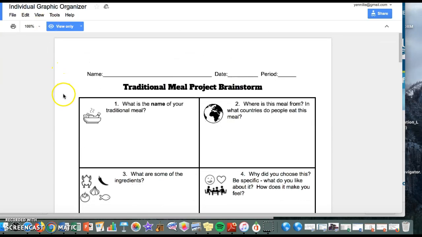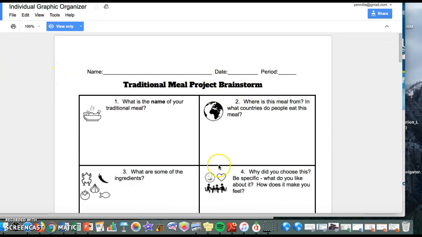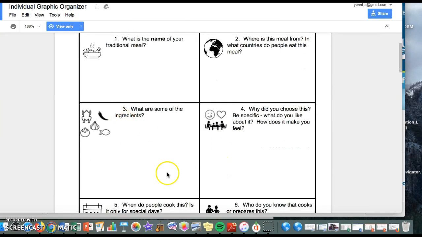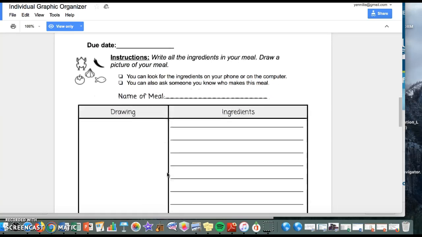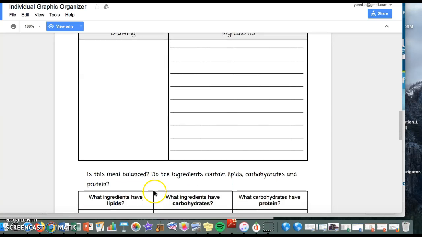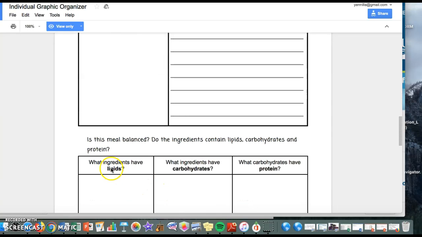So right now we're on the traditional meal project brainstorm. We've already thought and figured out the ingredients in our meal, and now we're trying to make it a little bit more scientific to understand the molecules and where they're located within the meal. So we're looking for where the lipid molecules are, the carbohydrate molecules, and the protein molecules.